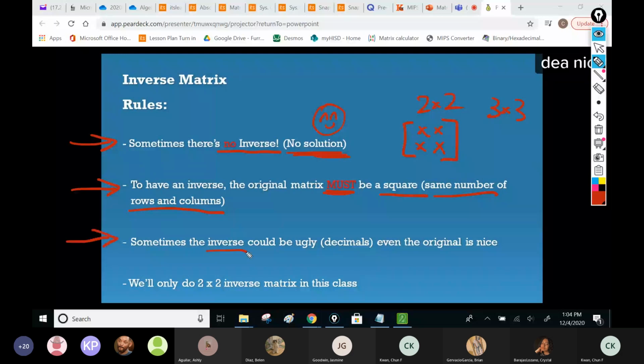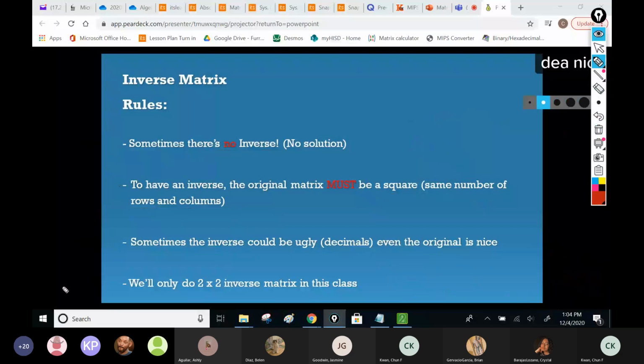And then sometimes the inverse can be really ugly, like decimals or fractions, even though the original was really nice. The original can look really, really neat. I'm just making something up, all right? But when you're trying to find an inverse, it could possibly look really weird. It happens, all right? There's a chance that it will have fractions and decimals, and it's all right because it's normal.